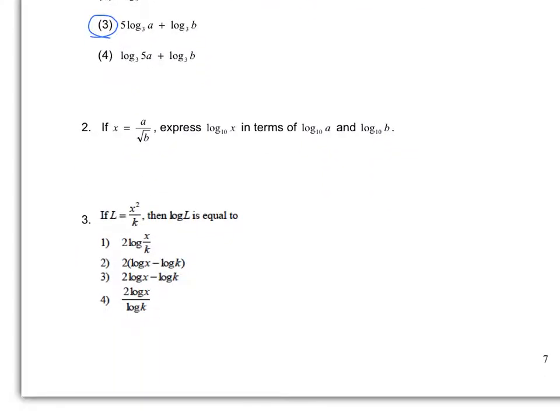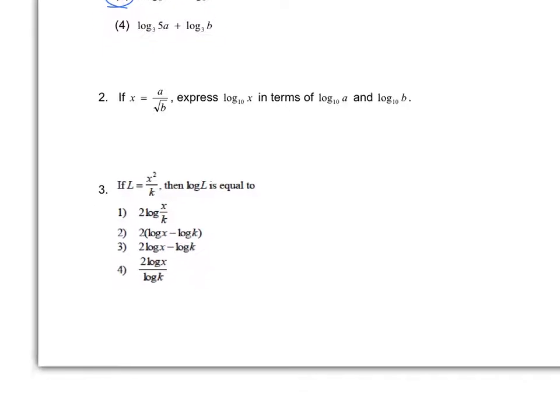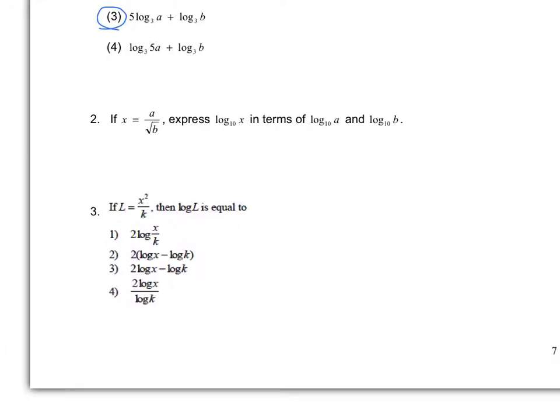Let's take a look at number 2. If x equals a divided by the square root of b, express log 10 of x in terms of log 10 of a and log 10 of b. So they want me to write it using the rules for logs. So it's going to be log base 10 of a. Division means subtraction. Square rooting means raise to the half power. Half power is next when it comes to the front, minus 1/2 log base 10 of b.